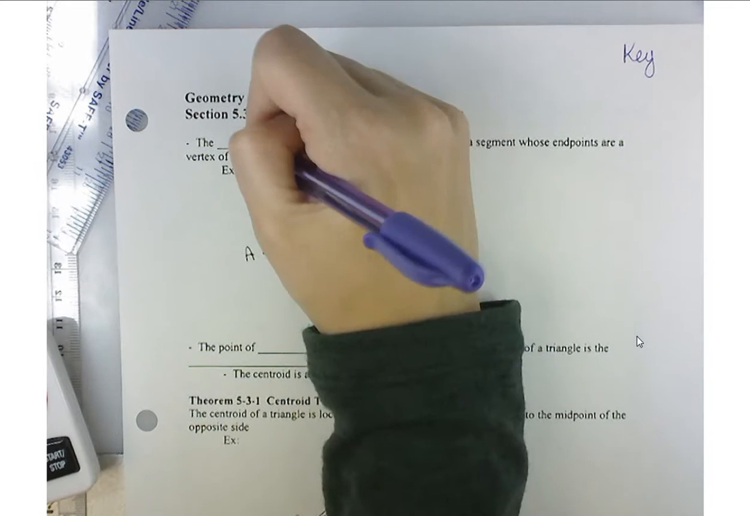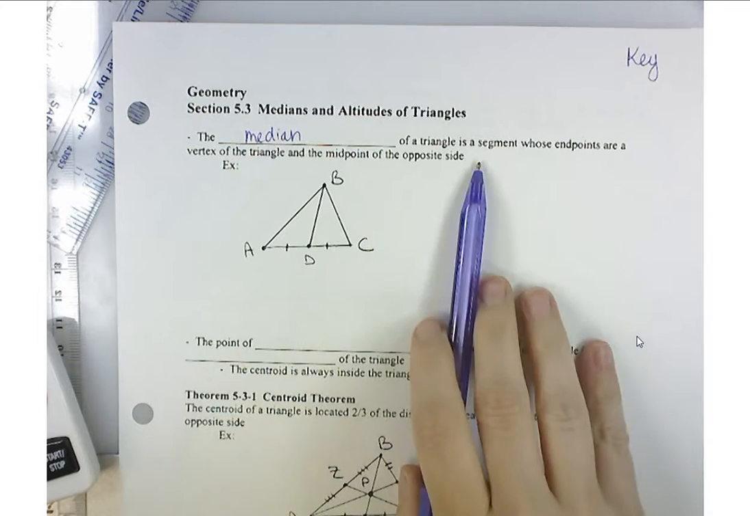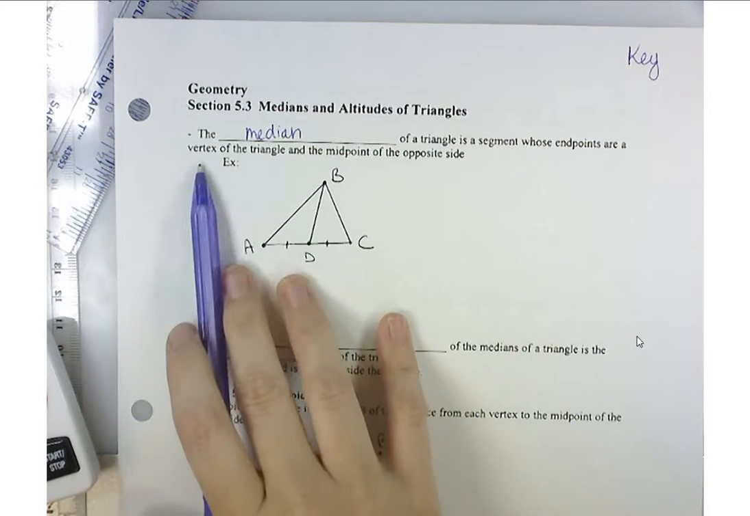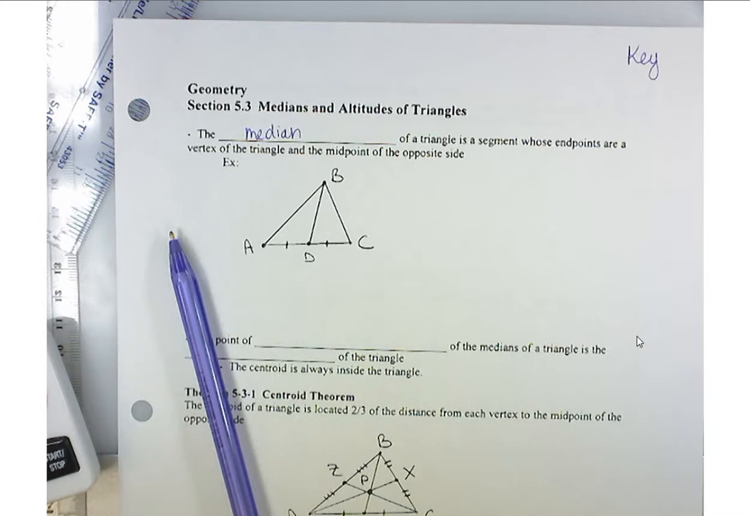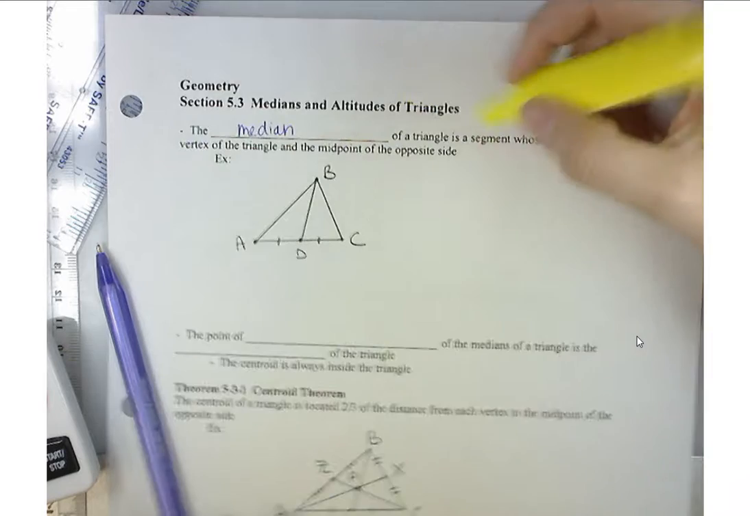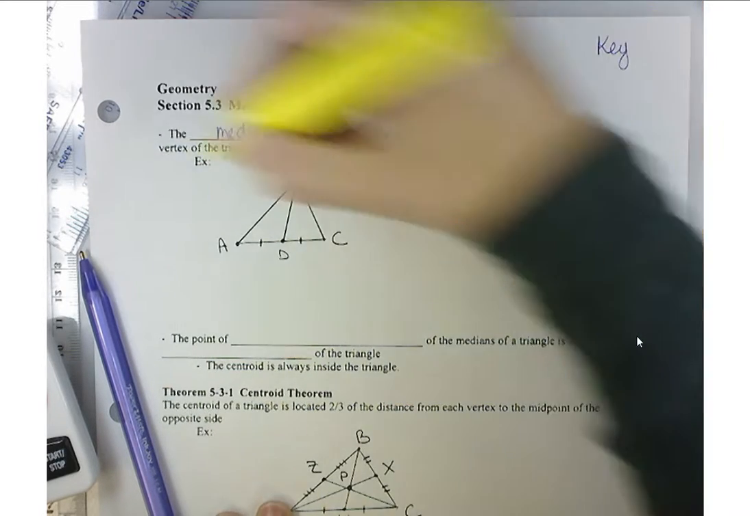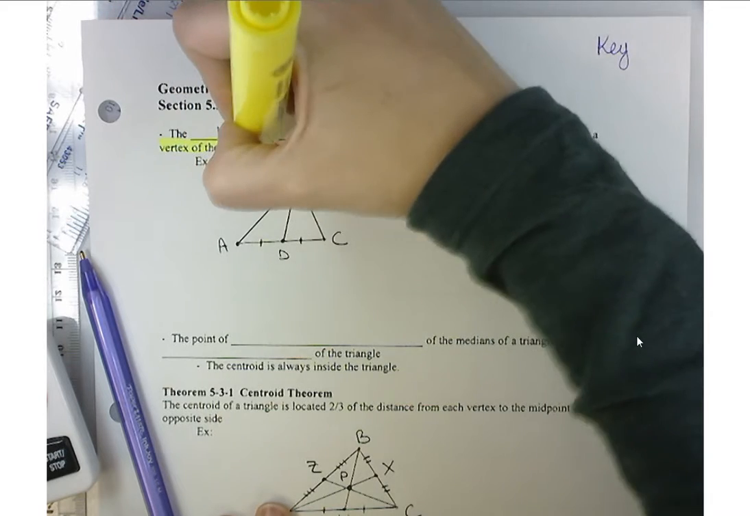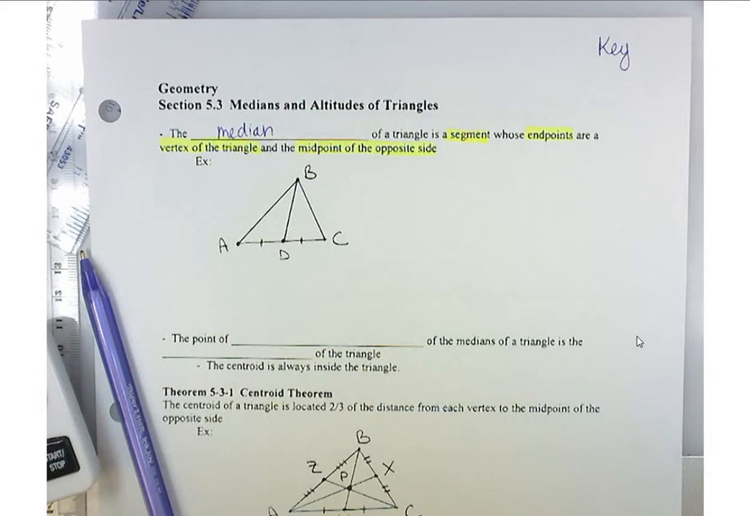So the median of a triangle is a segment whose endpoints are a vertex of the triangle and the midpoint of the opposite side. So I just want you to let that sink in for a minute. It's a segment whose endpoints are a vertex of the triangle and the midpoint of the opposite side.